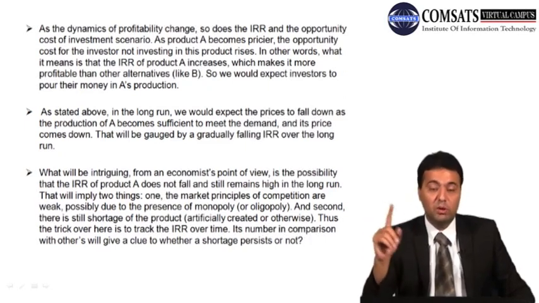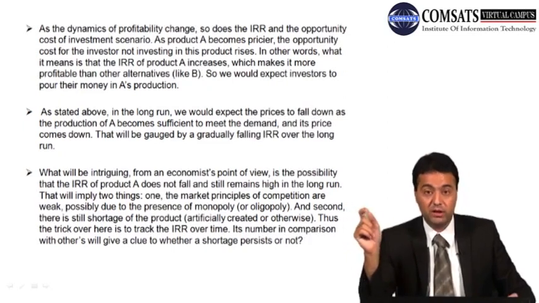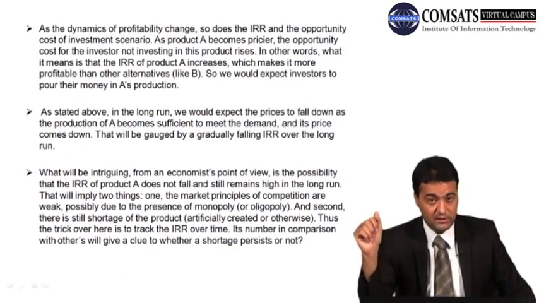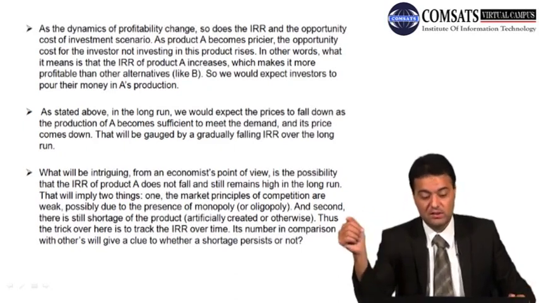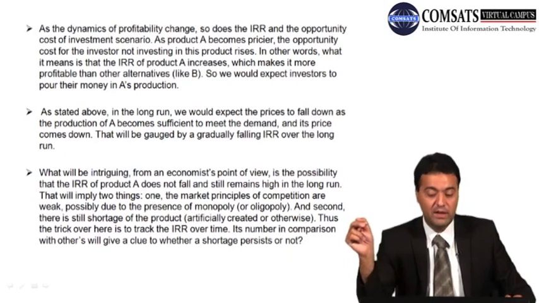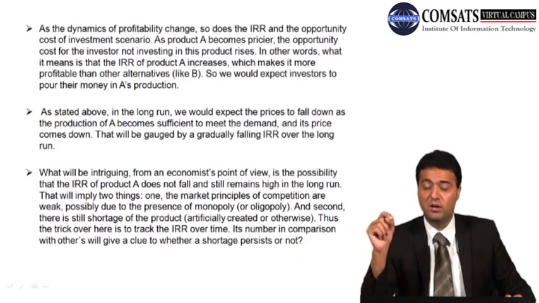Now, what will be intriguing from an economist point of view is the possibility that IRR of product A does not fall and still remains high in the long run, despite more investment, despite more supply. That will imply two things. One, the market principle of competition are weak, possibly due to the presence of monopoly or oligopoly, and second, there is still shortage of the product, artificially created or otherwise. Thus the trick over here is to track the IRR over time. Its number in comparison with others will give you a clue to whether a shortage persists or not.